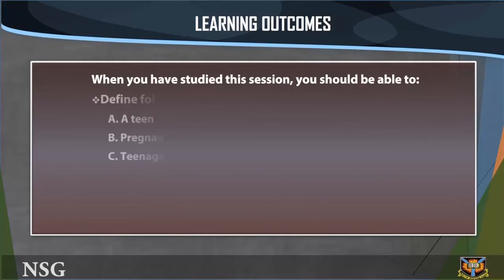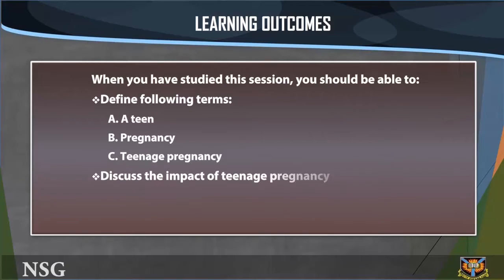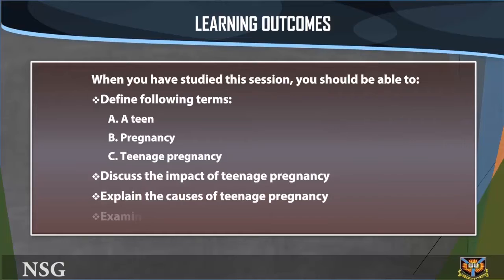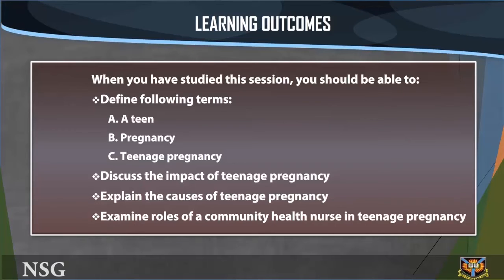When you have studied this session, you should be able to define the following terms: a teen, pregnancy, teenage pregnancy; discuss the impact of teenage pregnancy; explain the causes of teenage pregnancy; and examine roles of a community health nurse in teenage pregnancy.